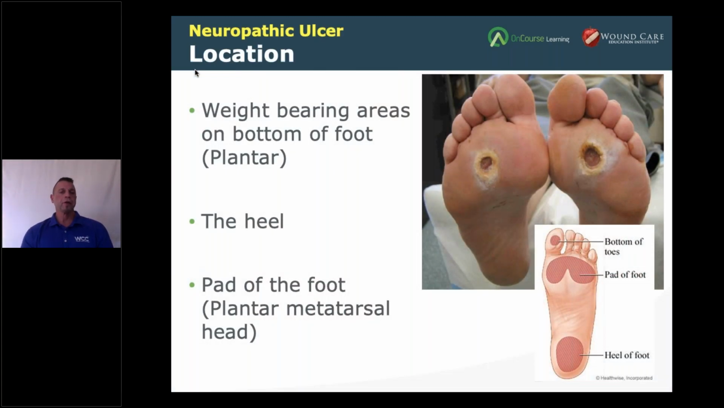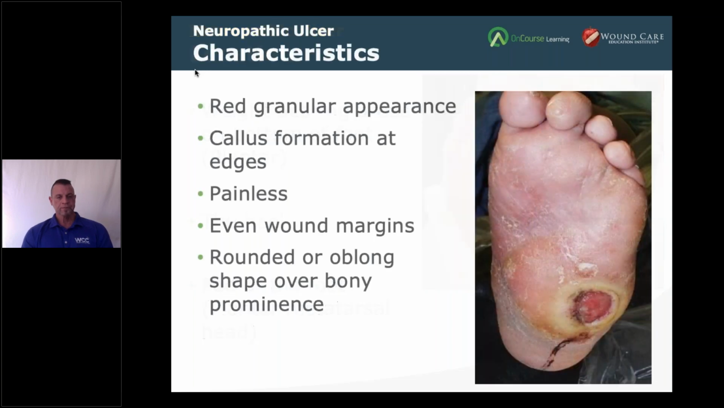So let's start first with our neuropathic ulcer, okay? These are going to be most commonly seen on the weight-bearing surfaces of the foot, okay, the plantar aspect. And most commonly the heel, the pads of the foot where the metatarsal heads are, and at the bottoms of the toes. Why? These are going to be the areas when you are walking that are going to take the brunt of the force as you are going through normal gait from heel strike to toe off.